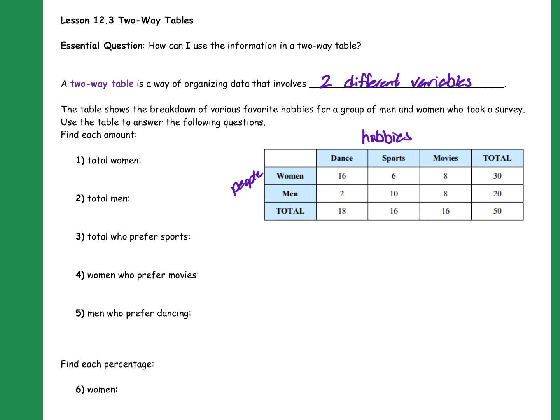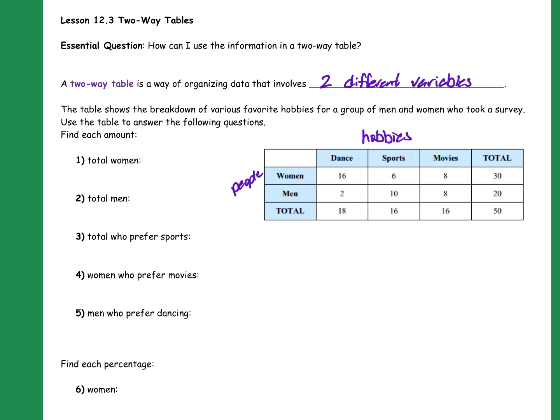And then in each category, it breaks down into different parts also. So my two different variables, one variable is hobbies and one variable is people, and then it breaks down further from there. Does that make sense? So that's what a two-way table gives me.